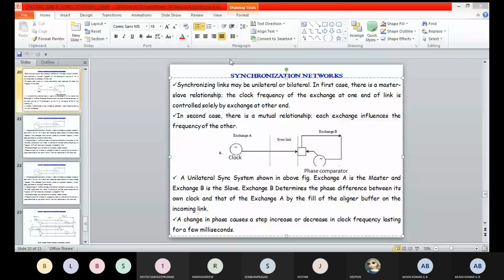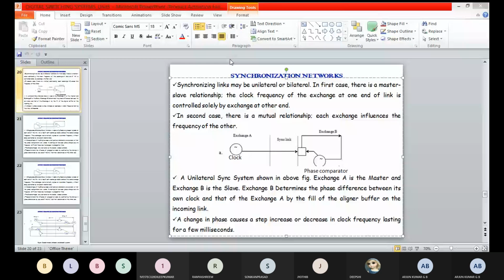Okay, both will be the same, meaning it doesn't change. That's why it may be a step change, a step increase or step decrease in the clock frequency for the last few milliseconds.